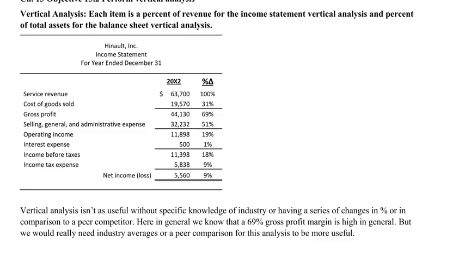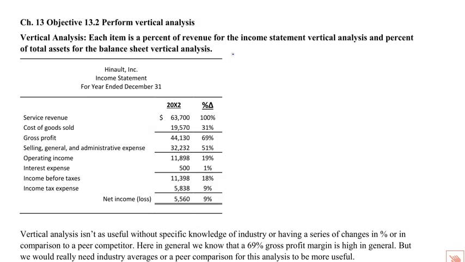So we just completed horizontal analysis. Now we're going to look at vertical analysis, and as the name implies, it goes up and down instead of across the horizon. This is objective 13.2. So the way you do vertical analysis is each item is a percent of revenue. So 63,700 divided by itself is 100%.